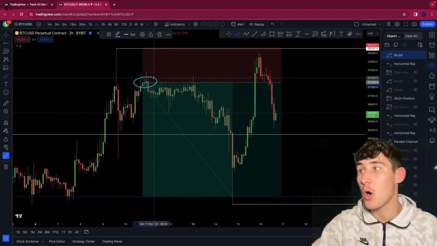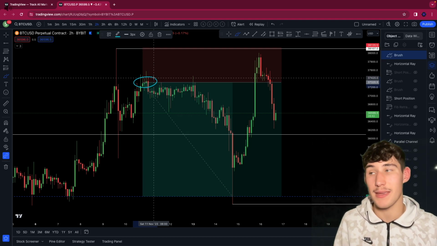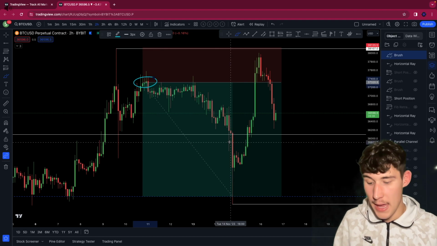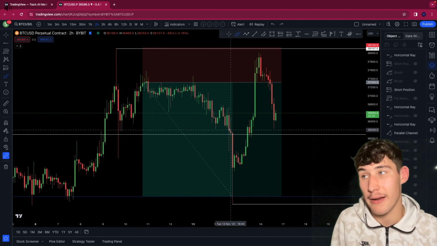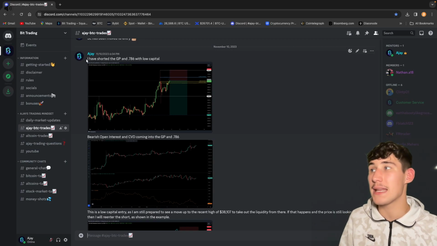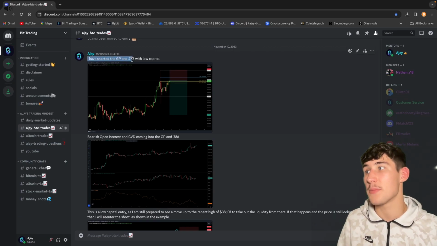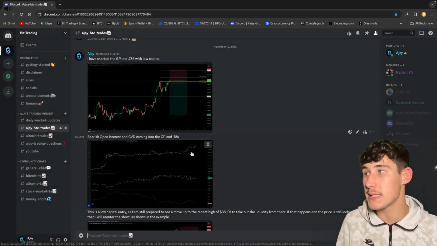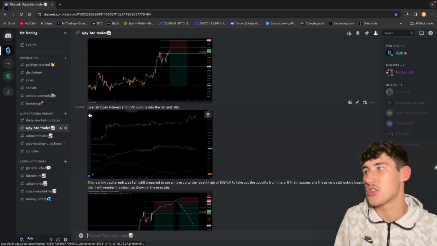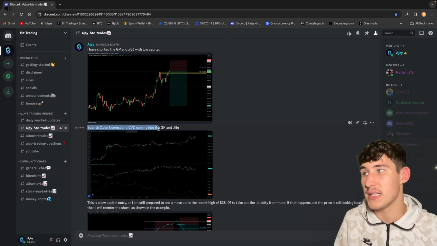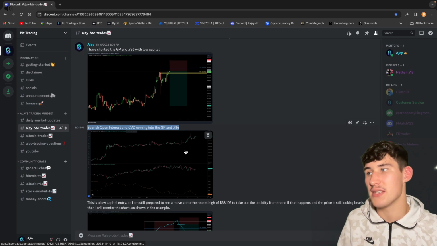Why is that? Well, we were looking bearish coming into the GP and the 786 level, and I was expecting a retracement from there. I also told my team on that Visionary Discord, as I always do, that I was entering into that trade. I very clearly stated I have shorted the GP and the 786 with a very clear photo of what I have shorted, and I gave them an explanation as well, because we were seeing bearish open interest and bearish CVD coming into that GP and the 786.